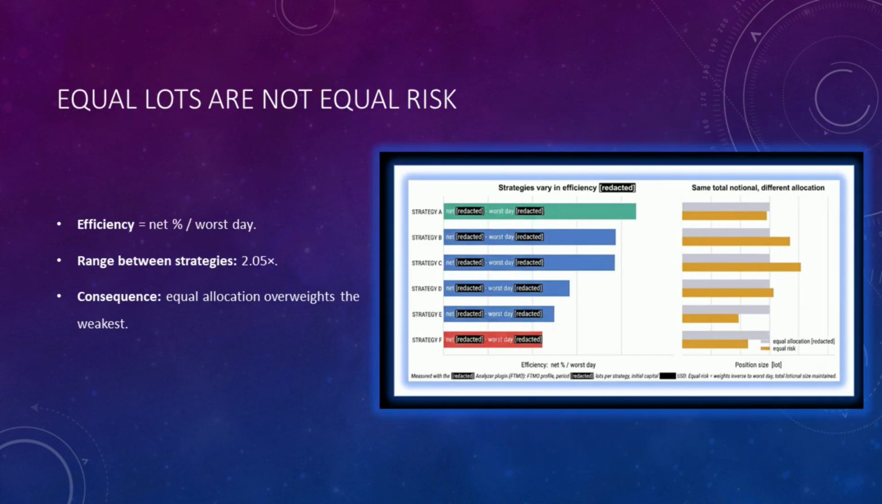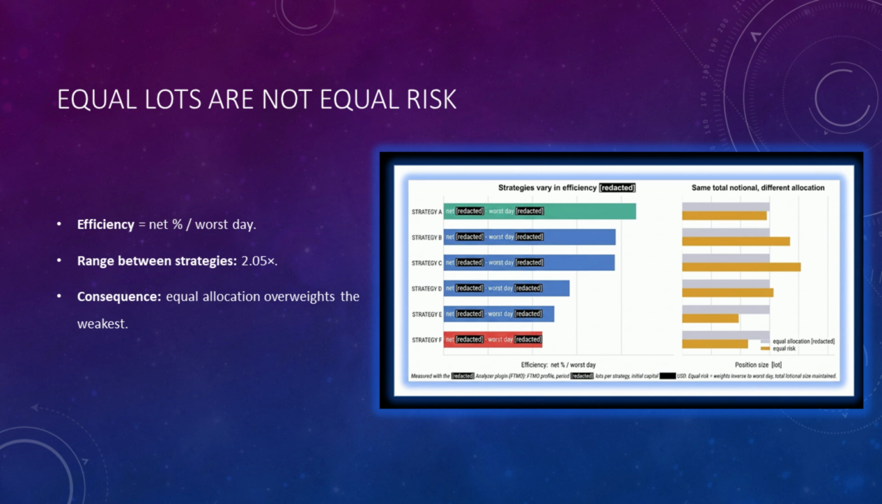For a long time I told myself that 6 equal lots was equal risk. It isn't. It's equal notional. When I calculated the efficiency of each strategy, how much profit it brings per unit of the risk it contributes to the binding constraint, the spread between best and worst came out at more than double, 2.05 times to be precise. So equal allocation was not a neutral choice. It was systematically overweighting the least efficient strategy and underweighting the best one.